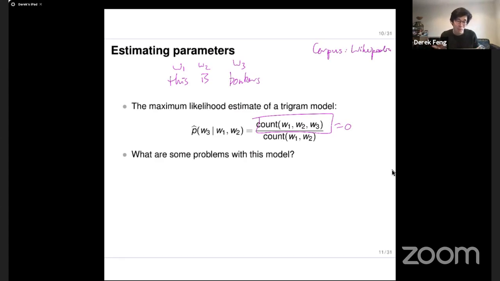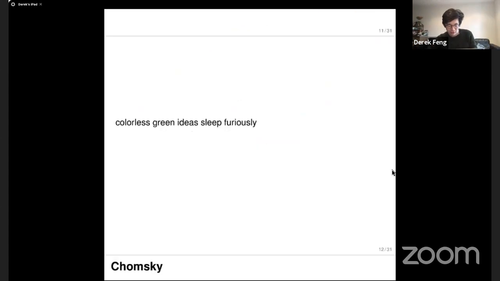An even more pernicious problem is, what if this count is 0? Then you have a weird problem because you get 0 divided by 0. Obviously, if count 1, 2 is 0, then count 1, 2, 3 is obviously going to be 0 as well. It's the same issue, right? You don't want to set this up in such a way that you assign 0 value to sentences that you just don't see.